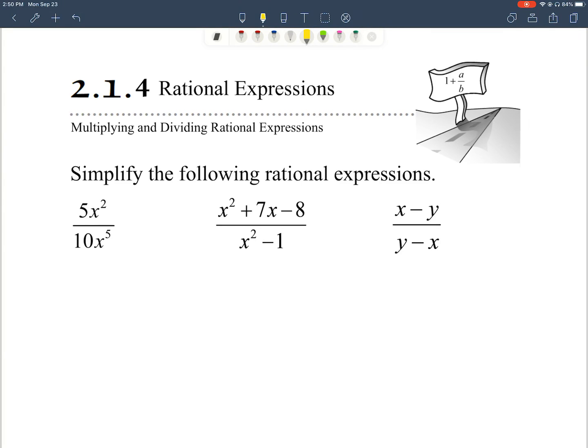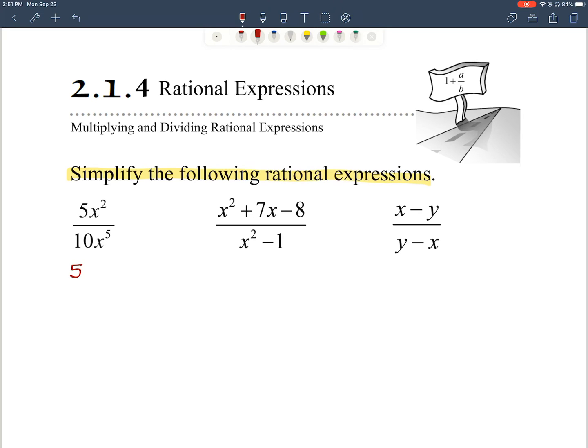All right, 2.1.4, multiplying and dividing rational expressions. The directions here state simplify the following rational expressions. When we look at the first problem, we have 5x squared over 10x to the fifth. We're just looking to reduce this fraction by canceling out factors that appear in both the numerator and the denominator.